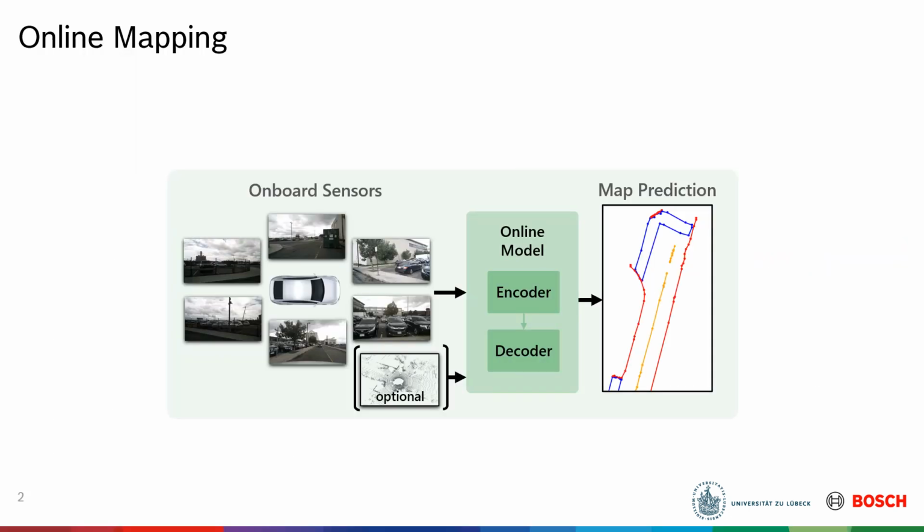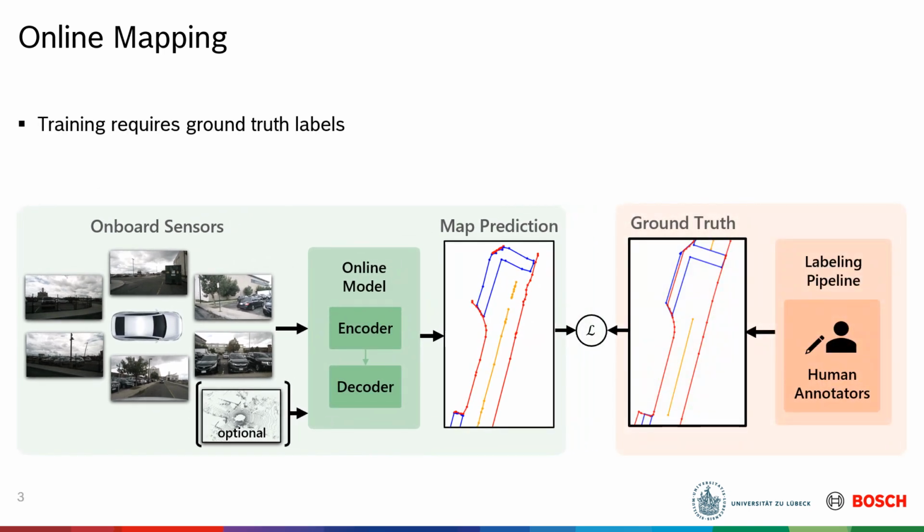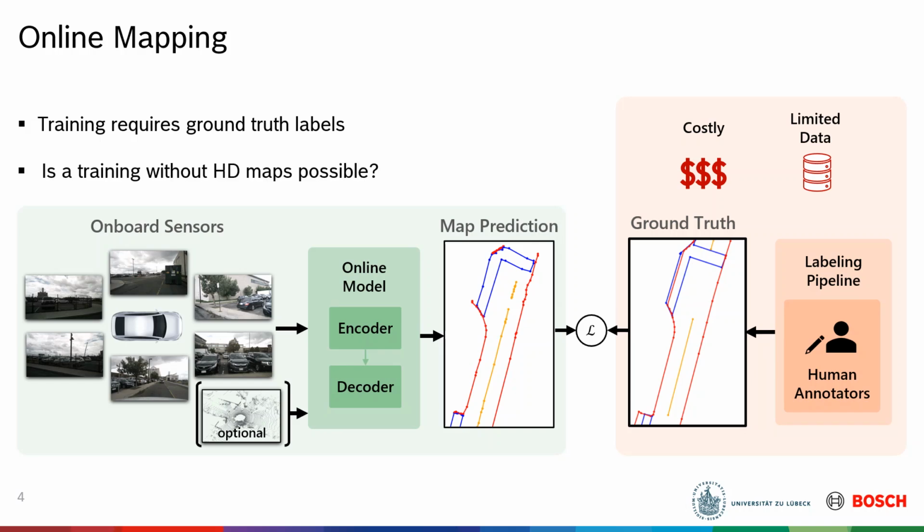In online mapping, the goal is to predict a vectorized map directly from multi-view camera images. This map can then be used for accurate trajectory planning. However, existing methods rely on ground truth HD maps, which are expensive to obtain since they require human annotation and specialized survey vehicles. So we ask, can we train an online mapping model without HD maps?